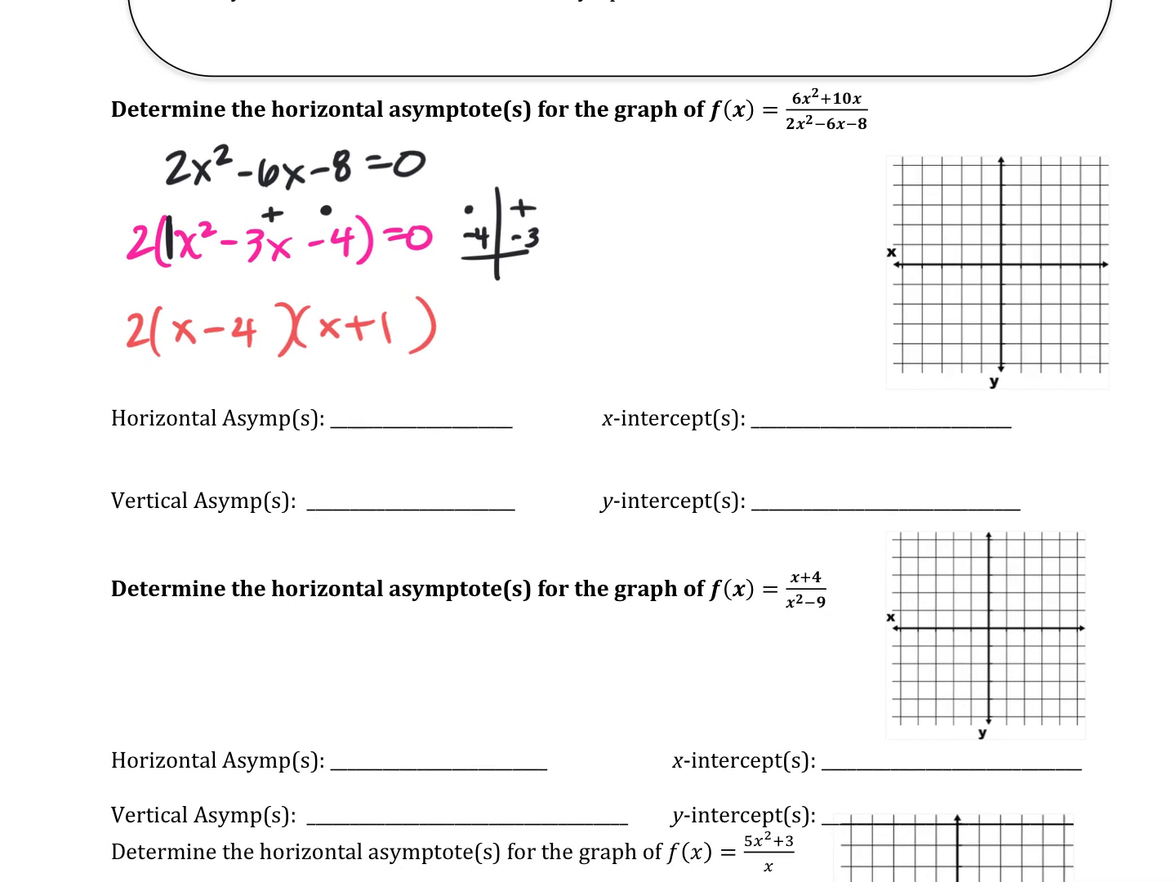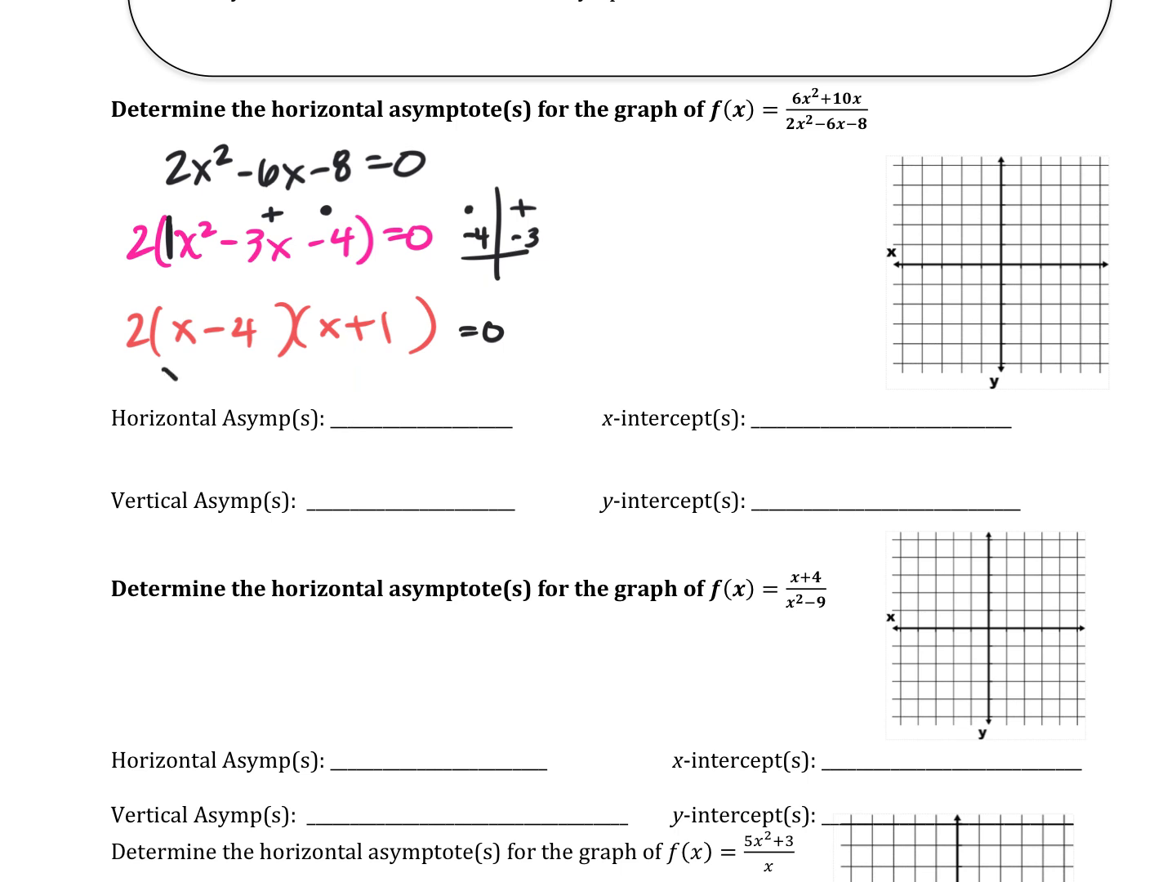You guys, the vertical asymptotes are whenever the denominator equals 0. This is the denominator, right? We just factored the denominator. When would this equal 0? Is 2 going to ever equal 0? No, 2 doesn't equal 0. Is x minus 4 ever going to equal 0? At 4. And is x plus 1 ever going to equal 0? -1. So this one, we're going to have 2 vertical asymptotes.